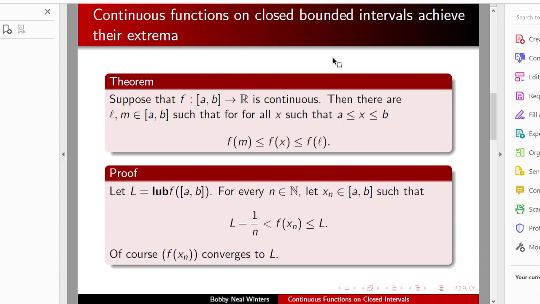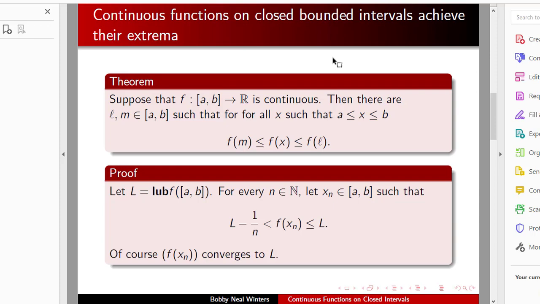Okay, continuous functions on closed bounded intervals achieve their extrema. So in the previous theorem, we proved that the function is bounded. Now we're going to prove that our continuous function will achieve its extreme points. Okay, so suppose that f from the closed interval [a, b] to R is continuous.